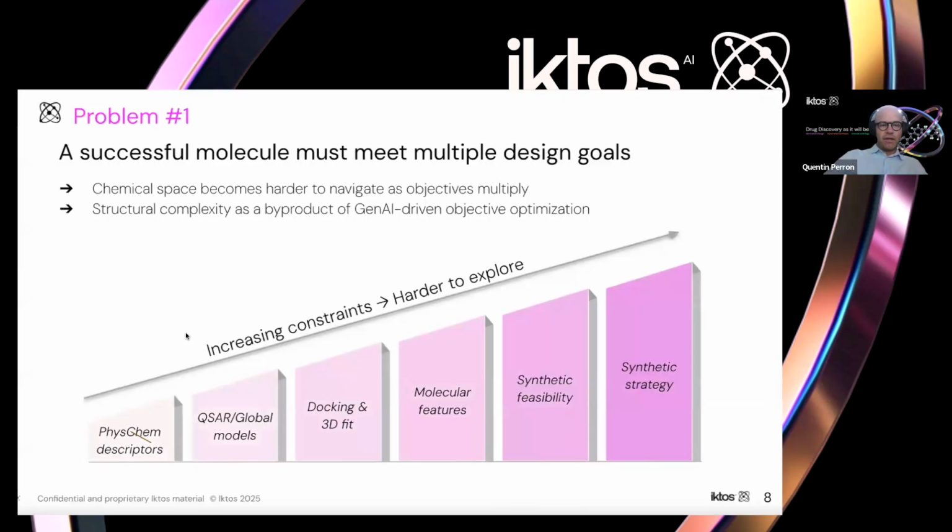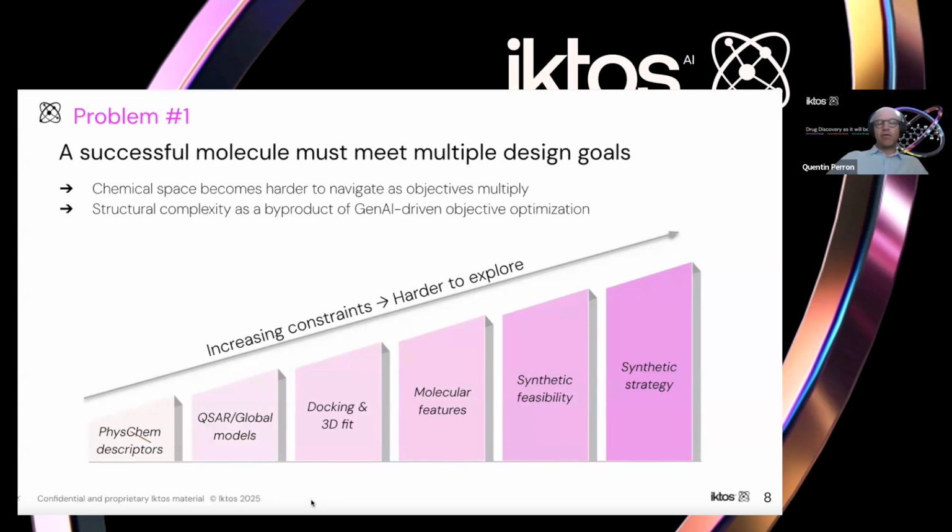So first, problem number one. To be able to generate nice molecules, you need to fit a certain set of constraints. Because designing molecules is something which is very difficult. A good molecule requires a lot of parameters to be fixed to be able to be what we call a nice structure.